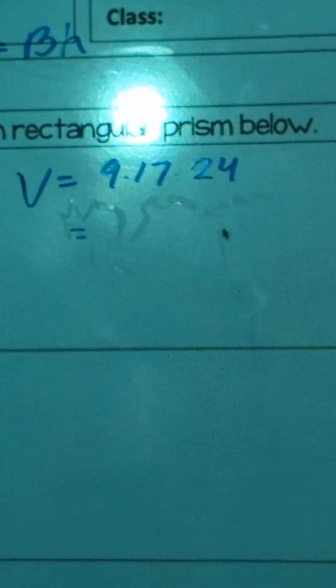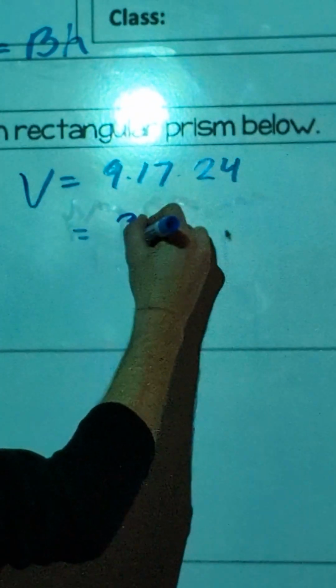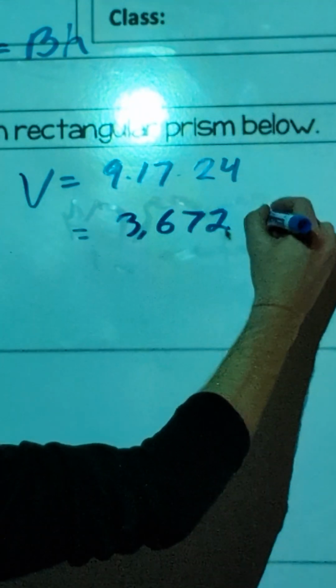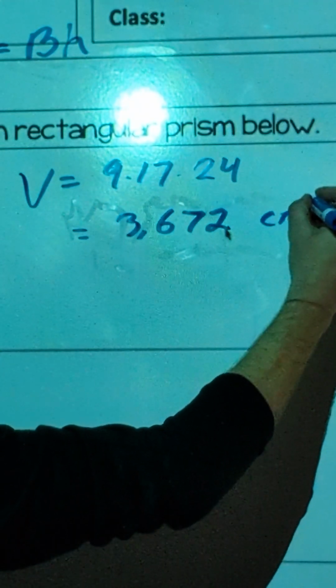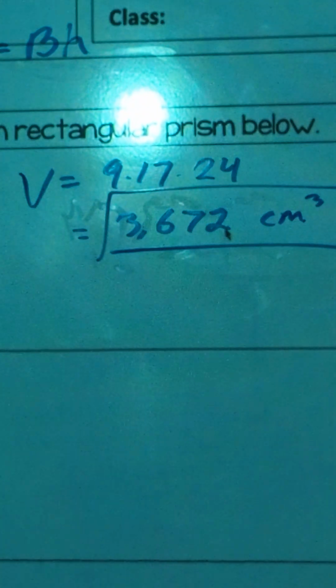I have no idea. 3,672. That's what I got. And what would my units be there? Centimeters squared. Centimeters cubed. Cubed, huh? Mm-hmm. Volume is always going to be cubed. Great.